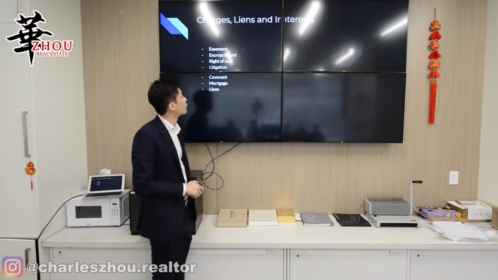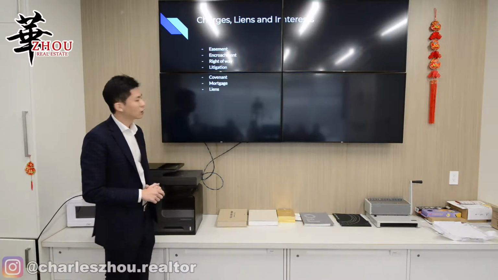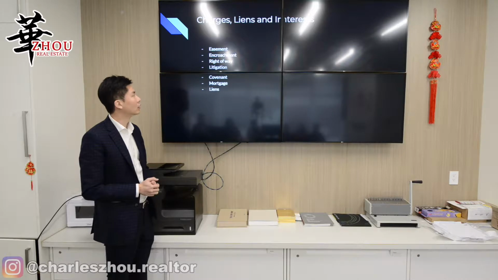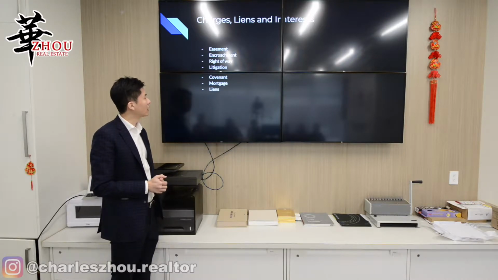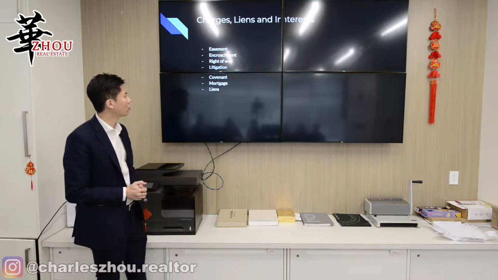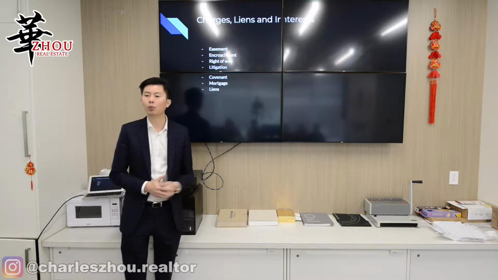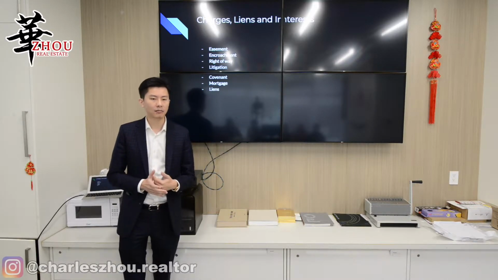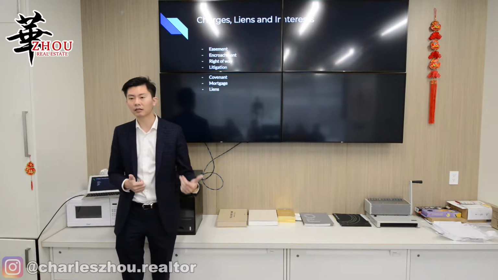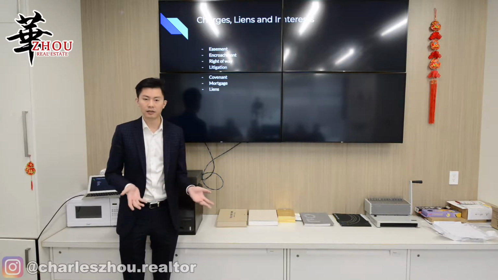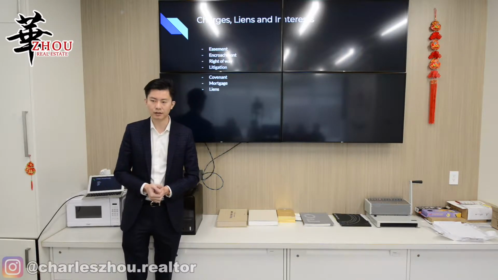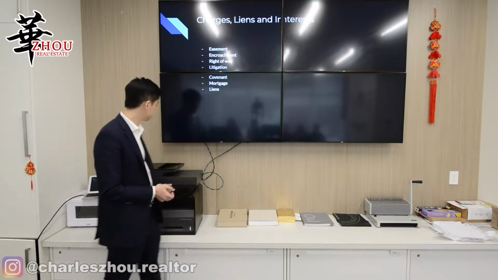Another thing is charges, liens, and interests. Normally in a title search, you will see easement, encroachment, right of way, litigation, covenant, mortgage, liens, and more. There are some other things you don't normally see, maybe some air right or under surface right. So these are the most common things you will see in a title search.